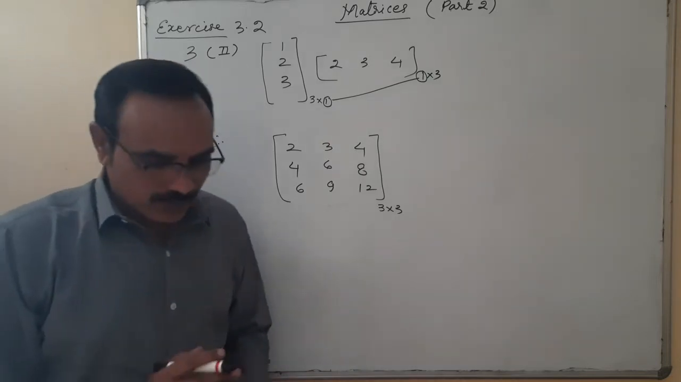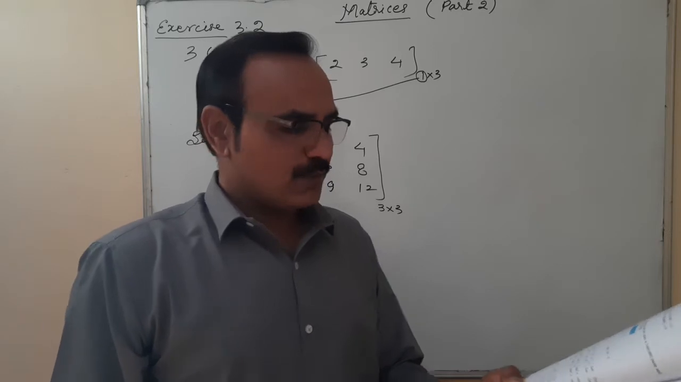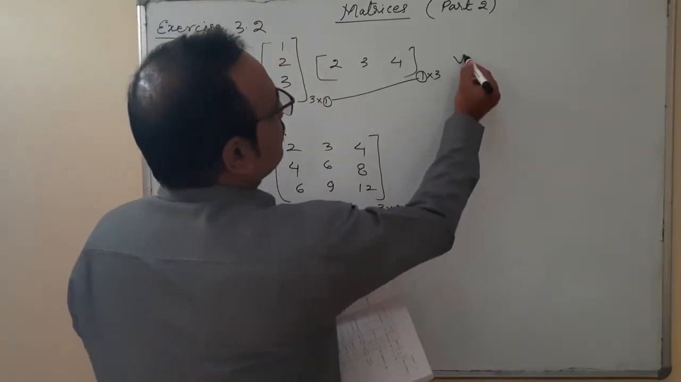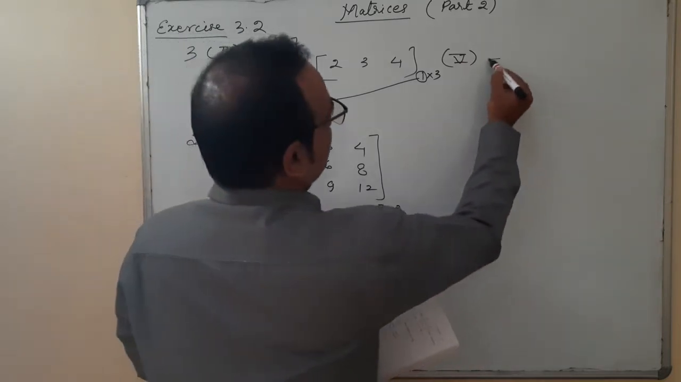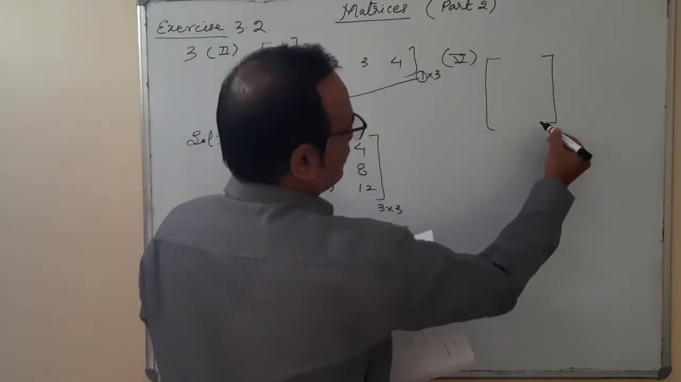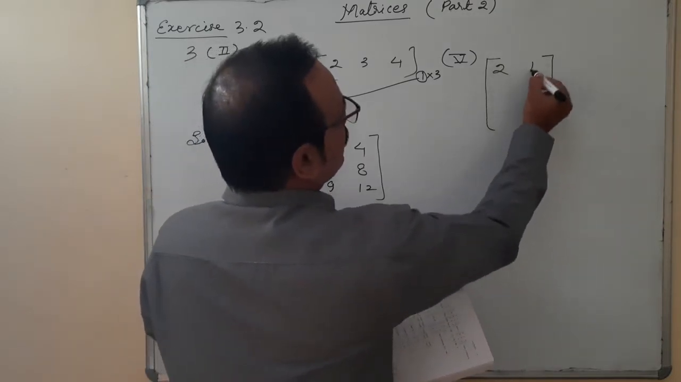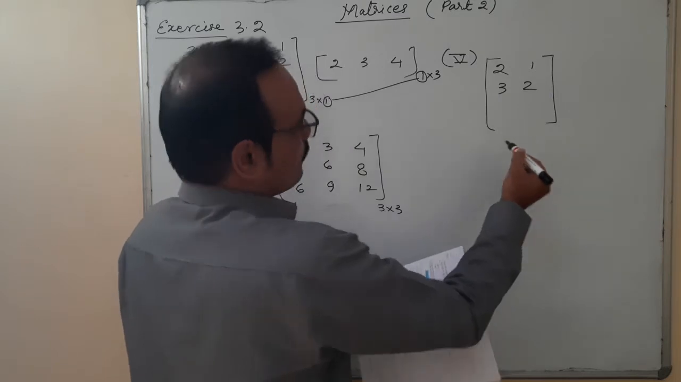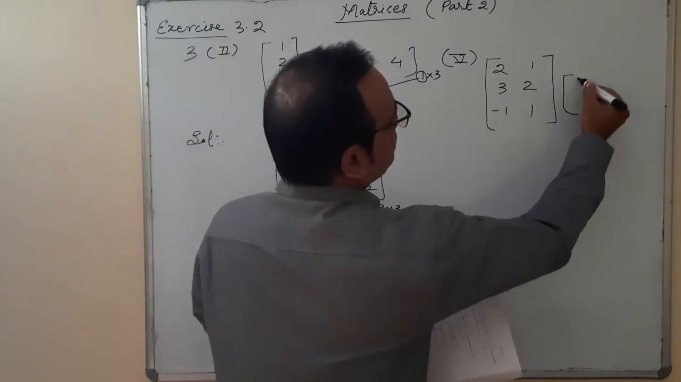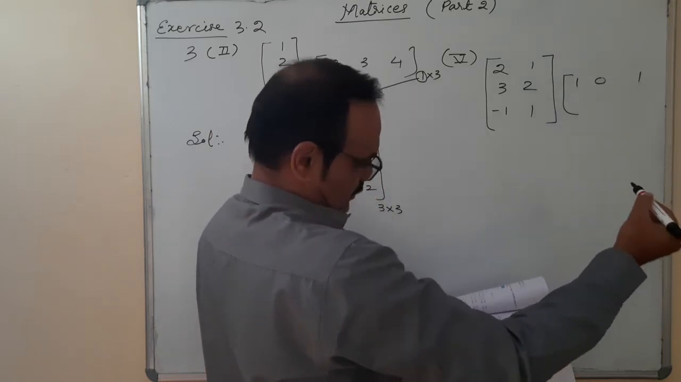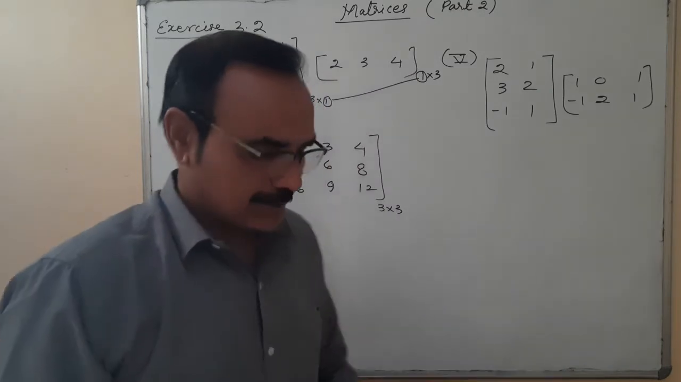Okay. One more question from this third question, the 5th part. It is a matrix of 3 rows, 2 1, 3 2, minus 1 1, and the second matrix is 1, 0, 1, minus 1, 2, 1. Compute the indicated product.